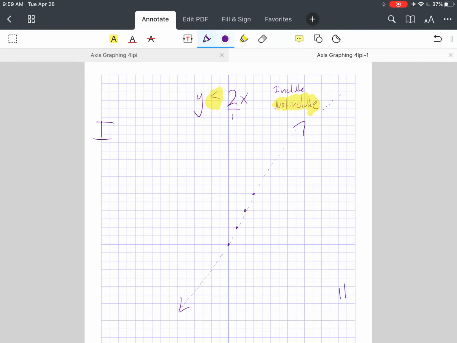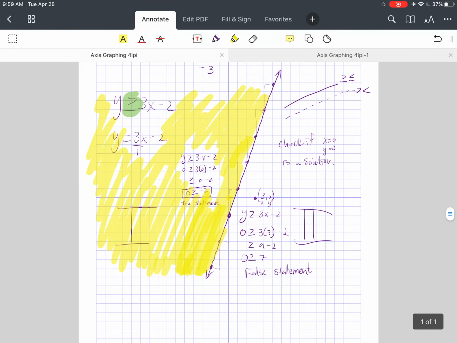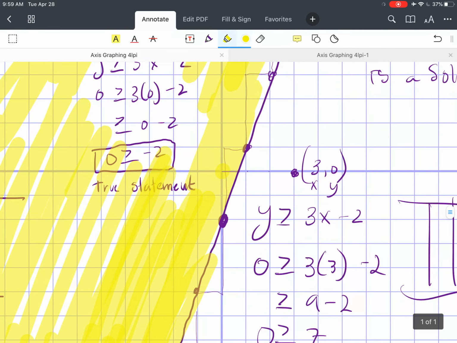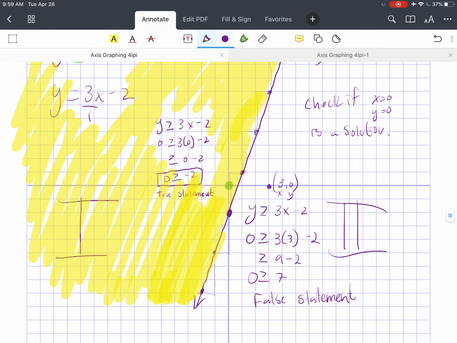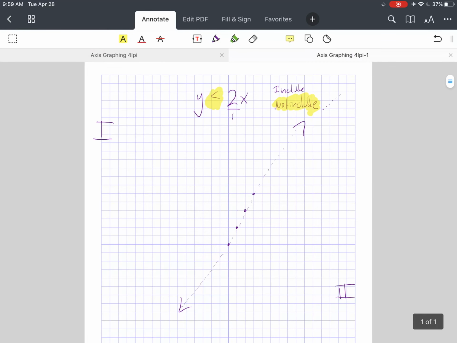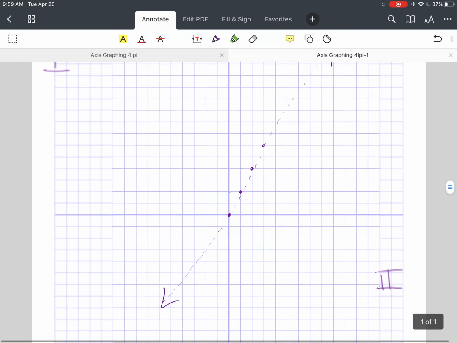So now you have to ask yourself, am I going to shade region 1 or region 2? Which side of the border am I going to shade? So I need to test a point. But this is where we run into issues if we were to use the origin. Let me go back to the other. Here, I could use the origin. Let me highlight it in green. Because it's not on the border.